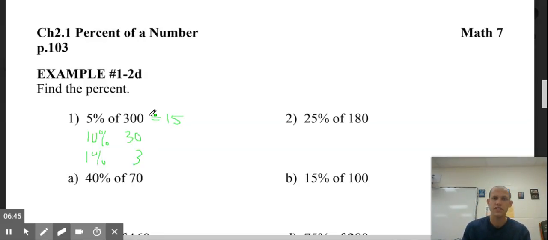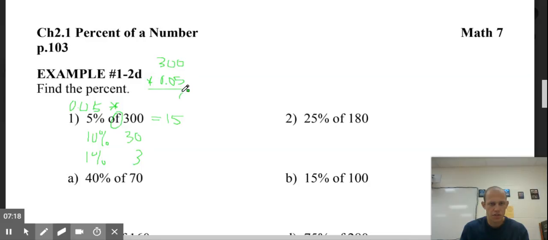Another way you could do it is think about what the word "of" means in math. It means multiply. So this means 300 multiplied by whatever 5% is as a number. Percents, don't think about them as numbers. They're like a different category. So that is not a number yet. The number form of that is 0.05.